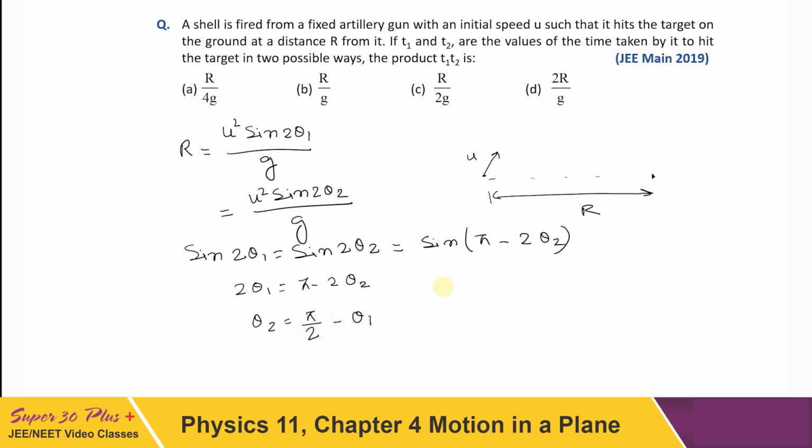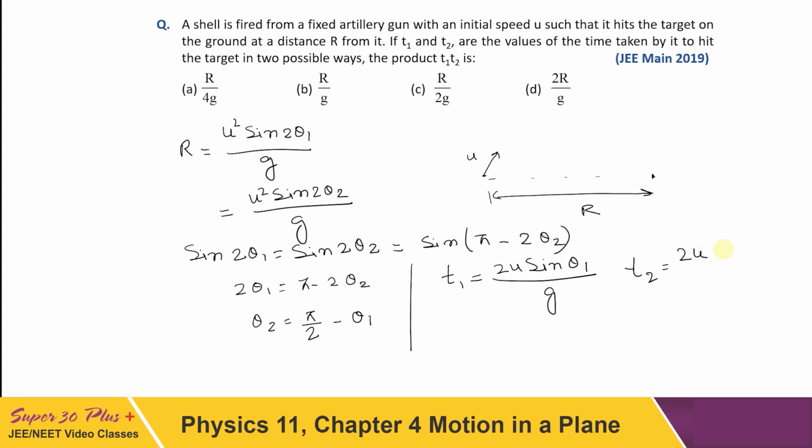So time of flight now can be written for the two cases, t1 to be equal to 2u sine theta 1 by g and t2 as 2u, this time angle is 90 minus theta 1.